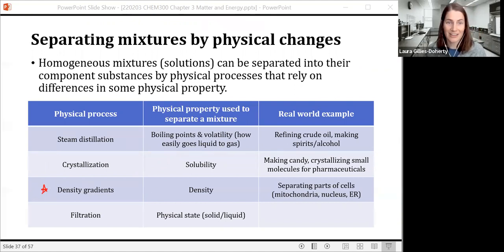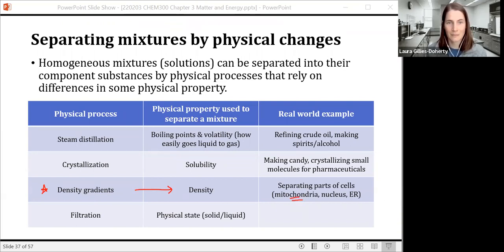Another one is density gradients, because density is a physical property. You can separate things out by their density. I did this a lot when I was doing research. I studied mitochondria. And so in order to study the mitochondria, I had to separate out the mitochondria from the rest of the cell. And so I would use density in order to do that. Mitochondria have a different density than other components and organelles within the cell, like the endoplasmic reticulum and the nucleus and the different parts. So I would use the density of the mitochondria to separate the mitochondria out from everything else.